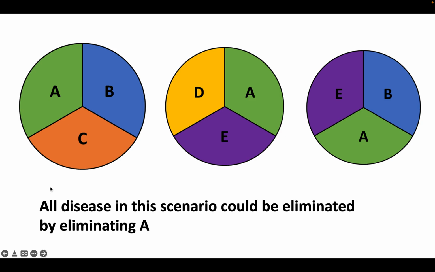So if we were to find a way to eliminate A, we'd be able to eliminate all disease in this scenario, where we might otherwise be pouring money into eliminating a little bit of C, a little bit of B, and a little bit of A. But that would be wasteful, because if this is the true nature of the cause of this disease, there's no point in eliminating C and B for that purpose, because eliminating A takes care of each of these sufficient causes.